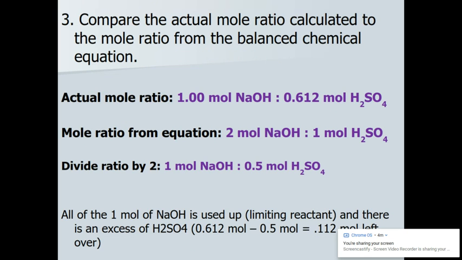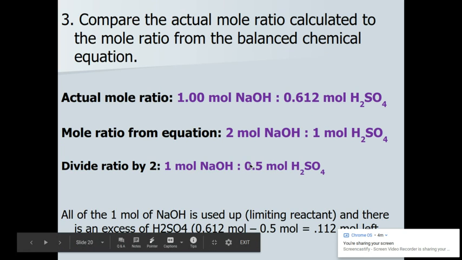Okay. So we want to figure out how close this is. Well, it's actually really close. If we divide it by 2, we get 1 mole to 0.5 moles as our mole ratio from the equation, which is really close to our actual number here, okay? But what does that mean? What is this all telling us?